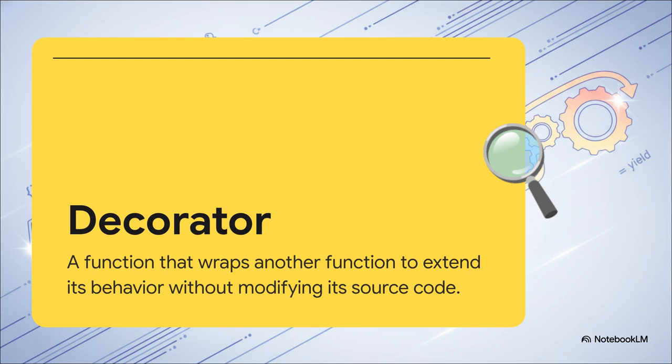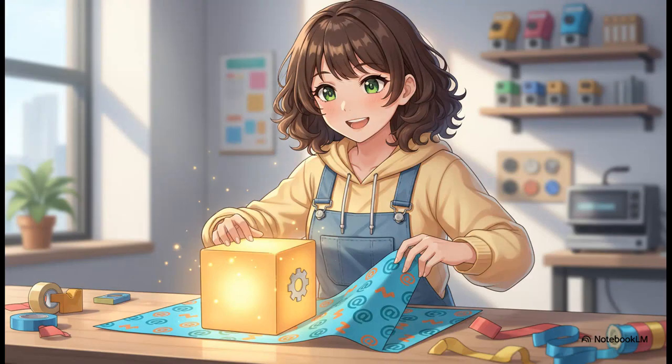Think of it like this. A decorator is basically a function that wraps itself around another function. It lets you inject code to run before and after the original function does its thing, all without ever touching the original source code. It's this super clean, reusable way to add behaviors like logging or timing, or even checking user permissions. I love this analogy.